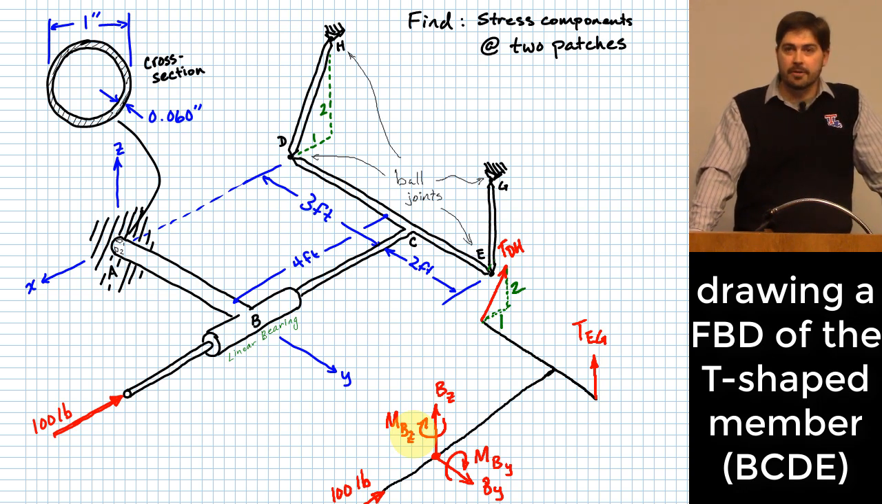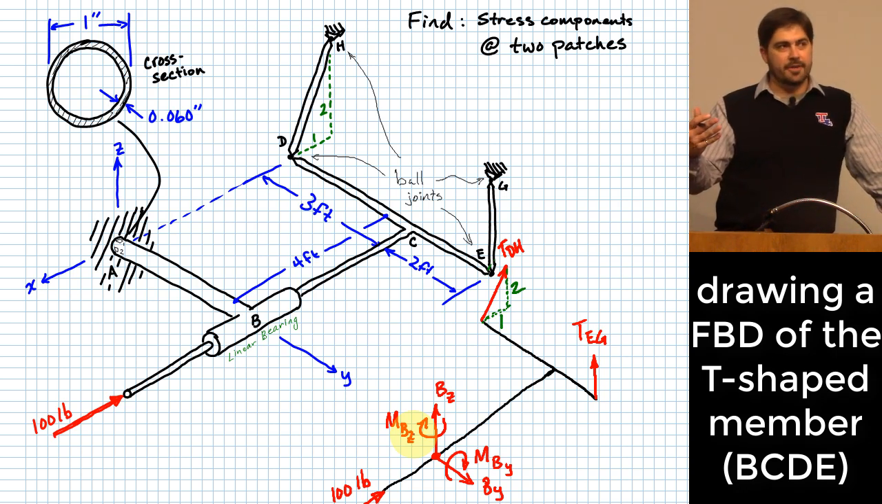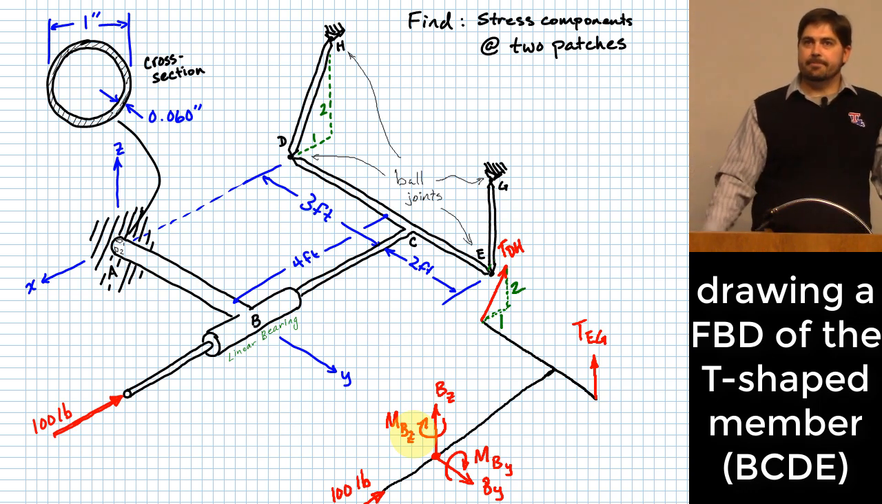I may be wrong, right? They may not actually go that direction, but I get to choose, and if they're wrong, then the answer I come out with after I've done my solution will let me know whether or not those directions were wrong. Does that make sense? If they come up with negative answers, it tells me that the direction I assumed those moments acted was incorrect. All right?